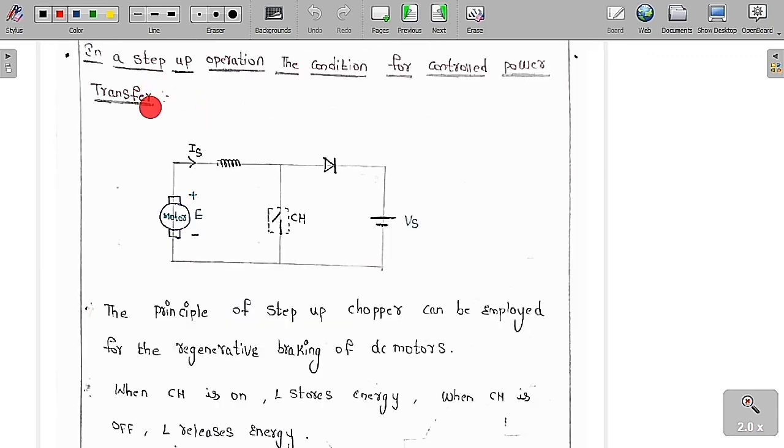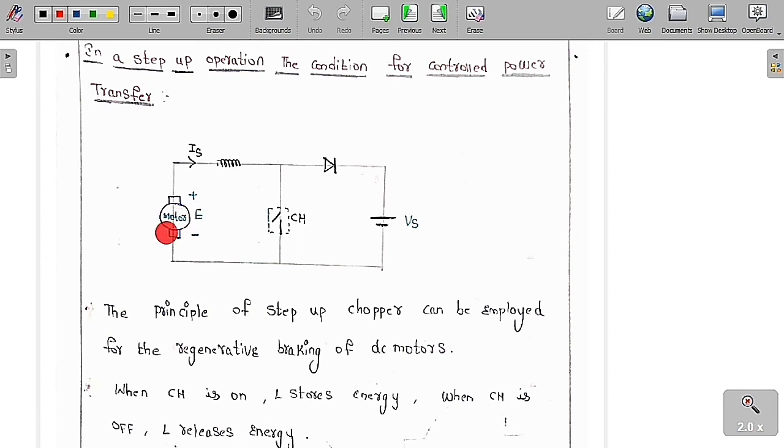Now we are going to discuss, in a step-up operation, the condition for controlled power transfer. This is called a step-up chopper. This is the DC source Vs and this is the motor. Suppose the motor is acting in regenerative braking. If this DC motor is acting in regenerative braking, it means the speed is more than the no-load speed.